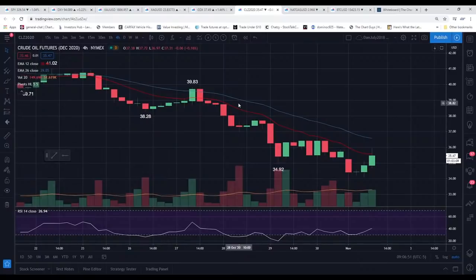So right now we have a clear 4-hour downtrend with EMA 12 resistance. And I would say on this current bounce, anything under 3660 is just a 4-hour lower high. So the bulls will have a lot of work to do on oil to change that momentum.